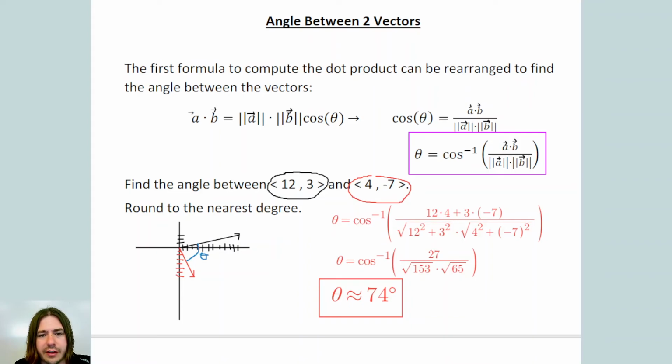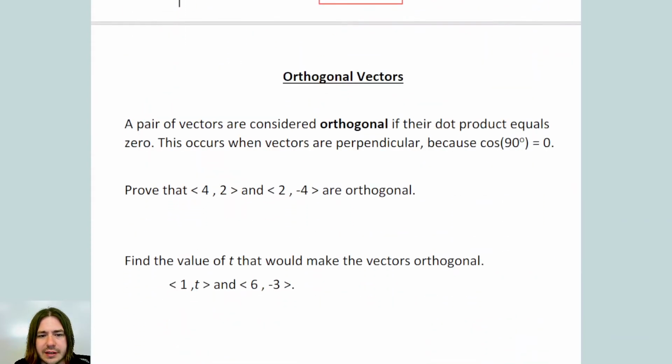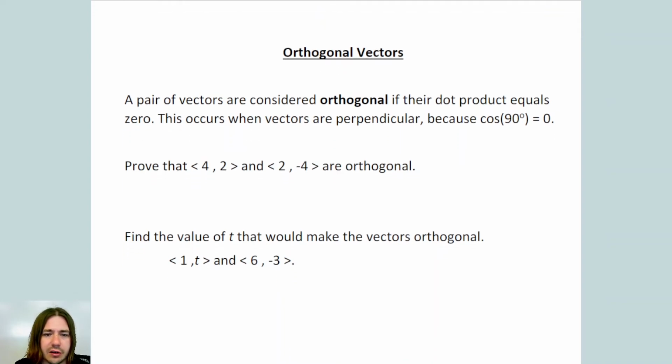Okay, so that's how you find the angle between two vectors. The last thing we're going to talk about today is called an orthogonal vector. Basically, orthogonal vectors are vectors that intersect at a 90-degree angle. They basically mean perpendicular, but within the context of vectors. When the vectors are perpendicular, the angle between them is 90 degrees, right?